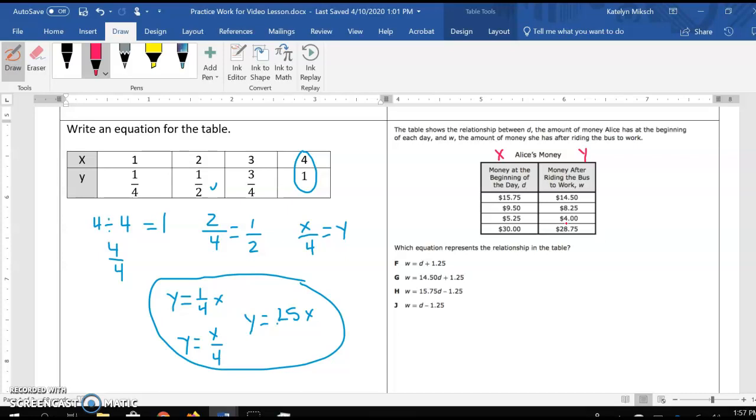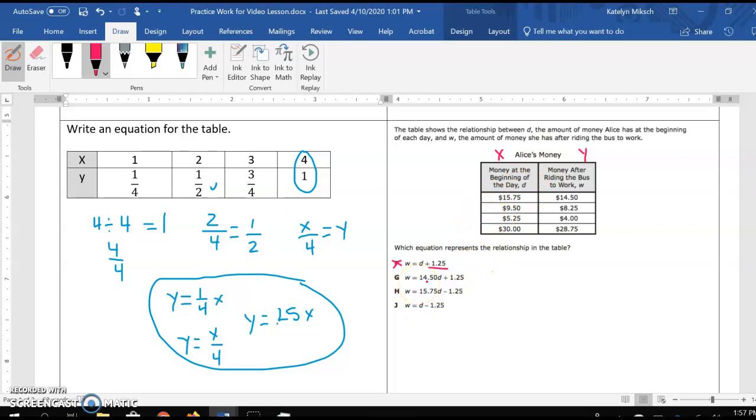So this one gives us answer choices. It makes it a little bit easier. So we're going to go through the answer choices and see which ones could possibly make sense. If we look at F, D is our starting amount. So if we look at one of these situations, $15.75 would go here, plus $1.25 would give me $14.50. That does not make sense. We would not add and then end up with a smaller number unless we were adding a negative, but we're not. We're adding a positive $1.25, so that does not make sense.